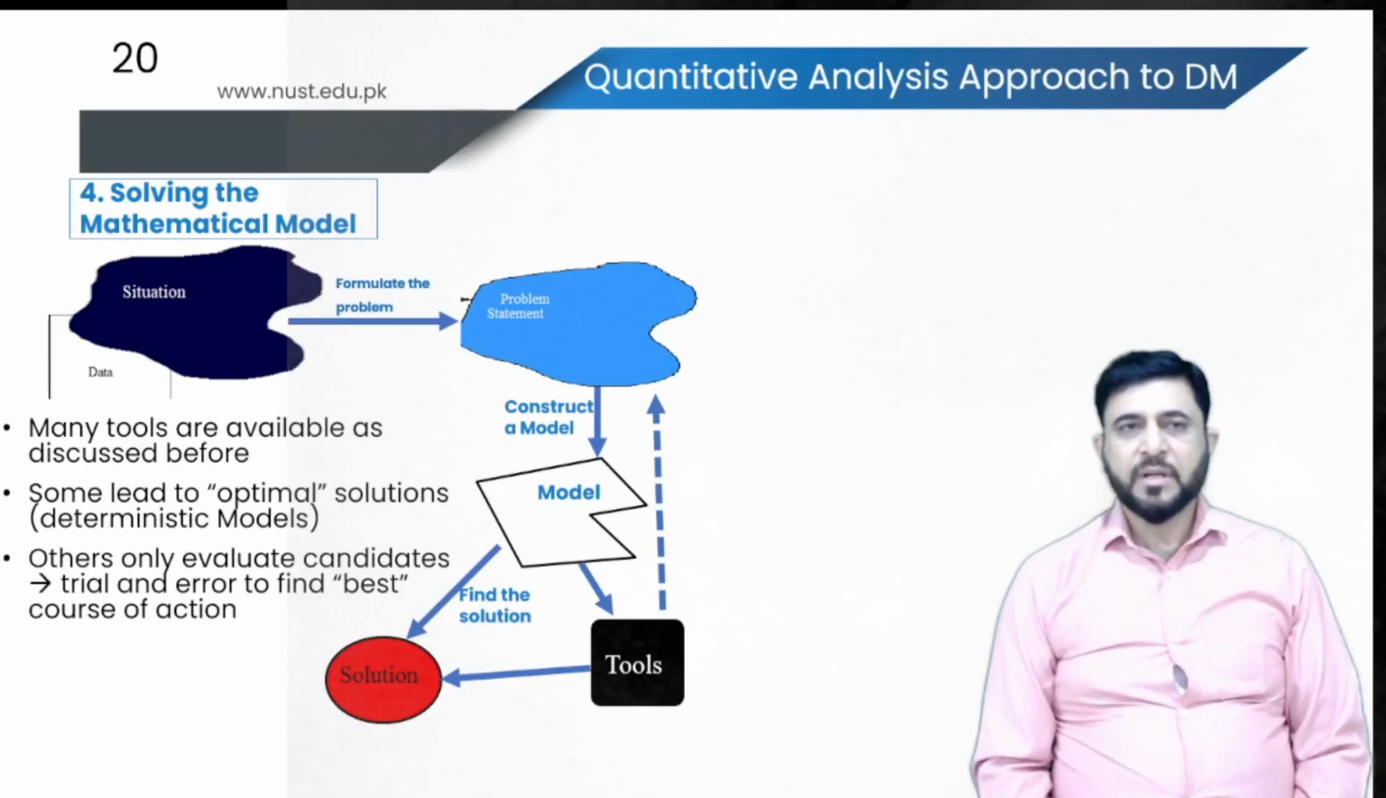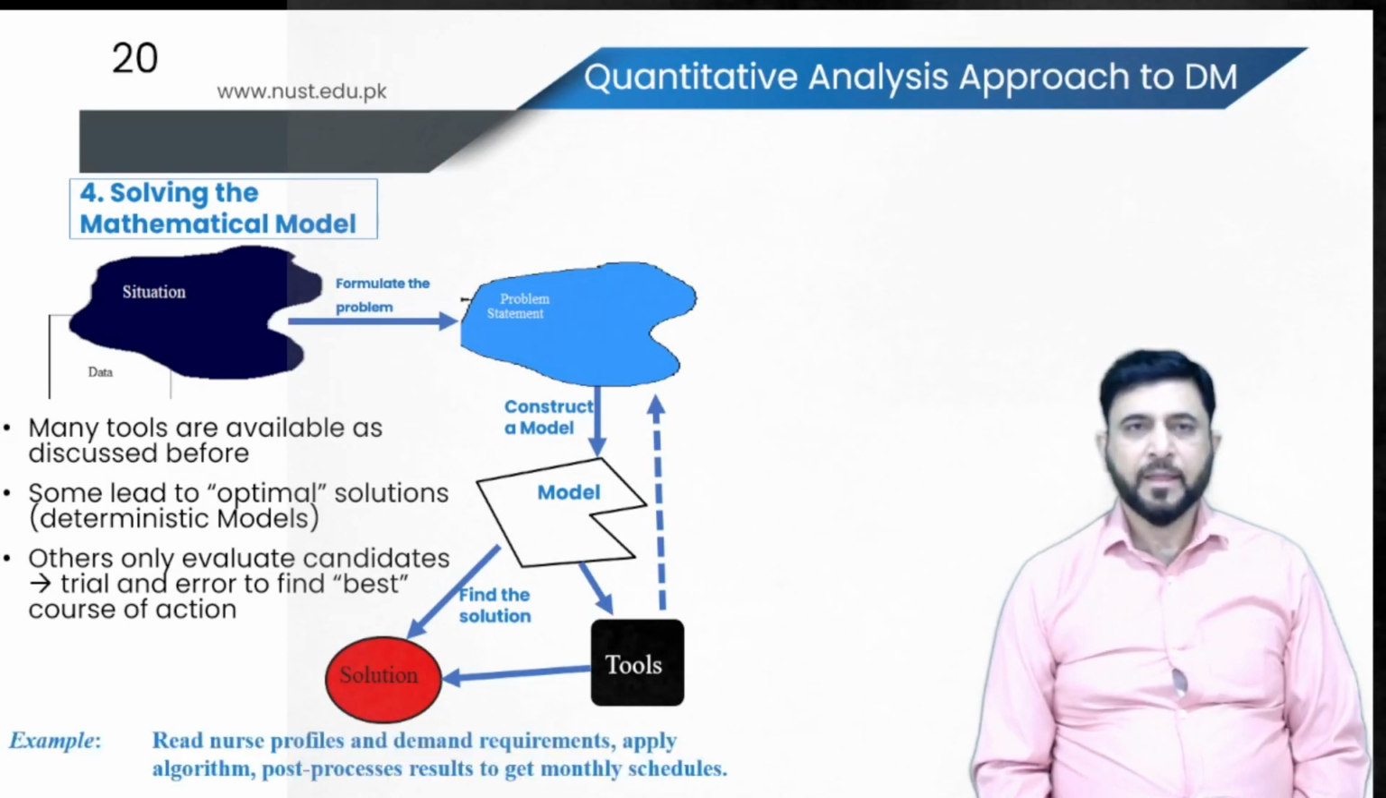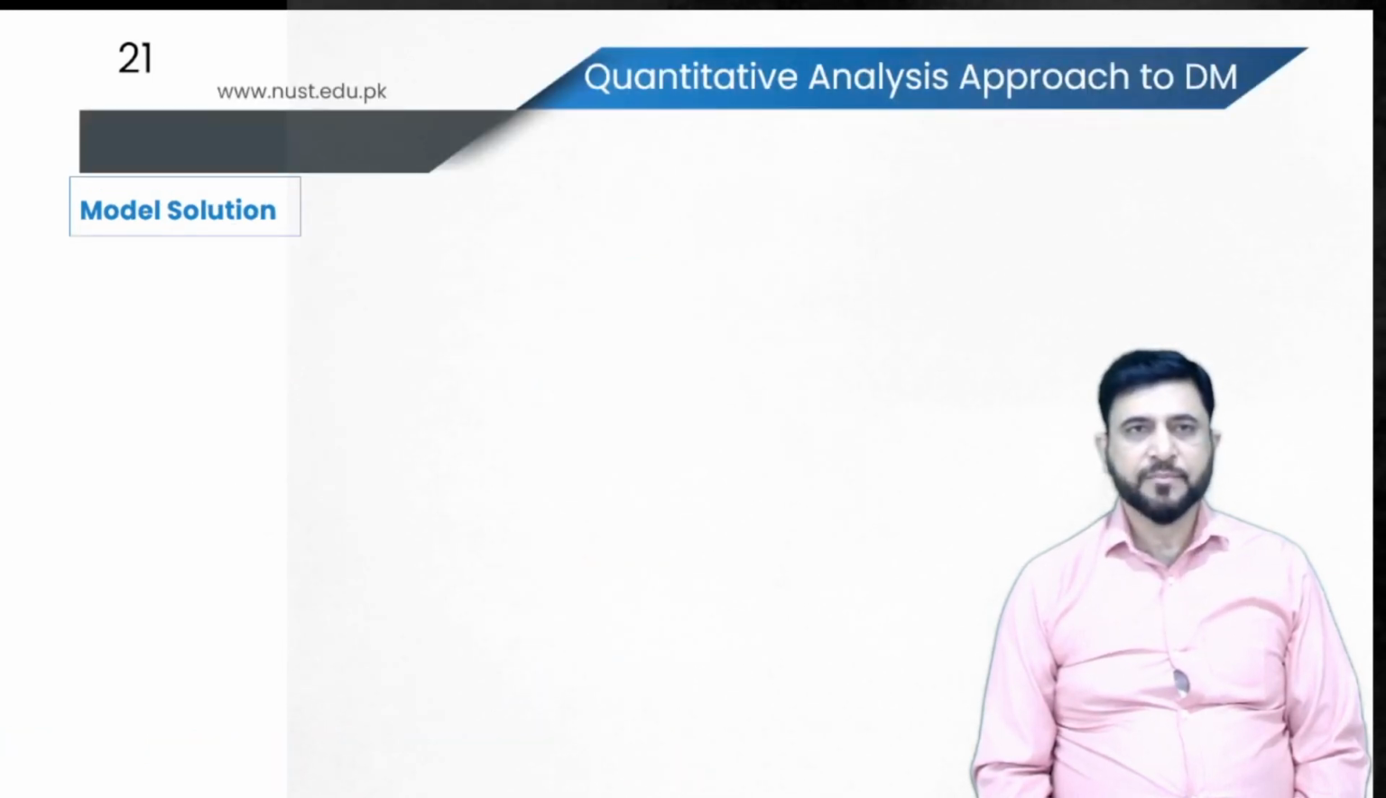Many tools are available, as discussed before. Some lead to optimal solutions, such as deterministic models, and others only evaluate candidates by trial and error to find the best course of action. An example is real nurse profiles and demand requirements: apply an algorithm, and post-process the results to get monthly schedules.